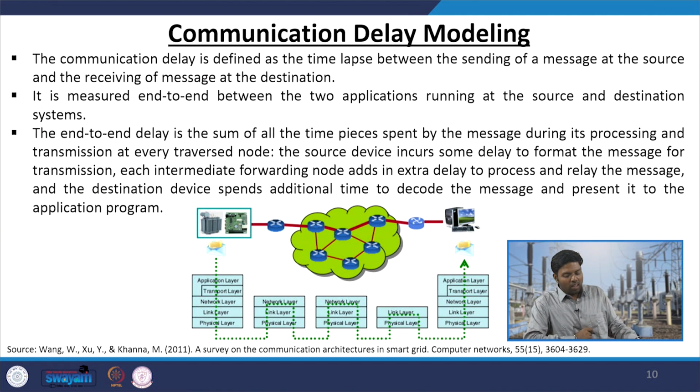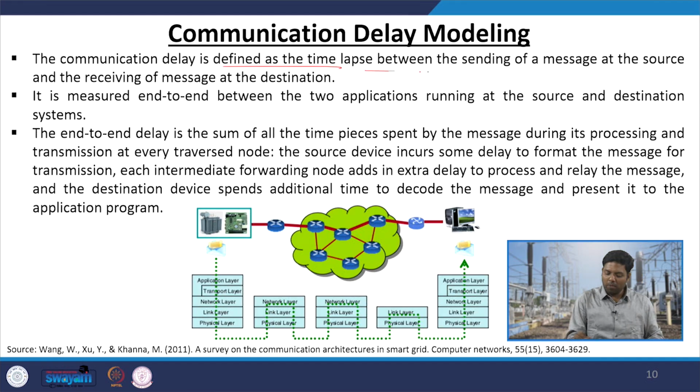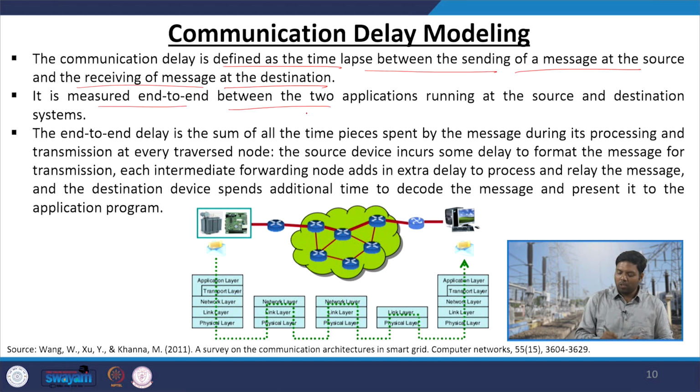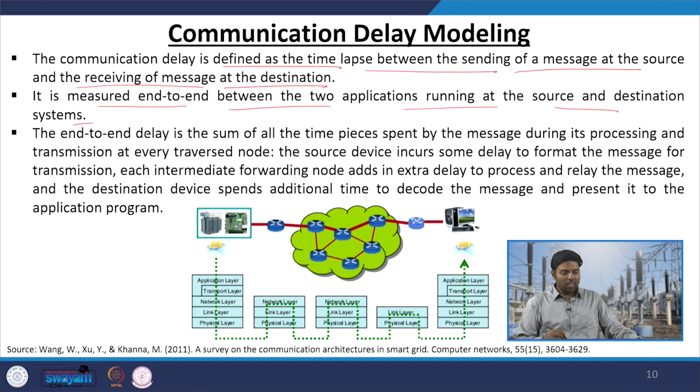Okay. Now, the last modeling, that is delay, is also one more concern. So, what is communication delay? It is defined as the time lapse between the sending of a message at the source and the receiving of the message at the destination. There is a time gap between when you send it and when you receive it. These two time gaps signify your time delay or the communication delay. It is measured end to end between the two applications running at the source and the destination system. That means, from when the message is generated to when it reaches the receiving end and they start processing it, that is your total communication delay.